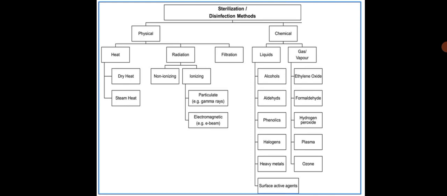Sterilization or disinfection can be achieved by means of physical and chemical methods. Physical methods include heat, radiation, and filtration. Sterilization or disinfection achieved by means of chemicals is either in liquid form or gaseous form. Different methods under each category will be discussed in the coming slides, so keep watching.